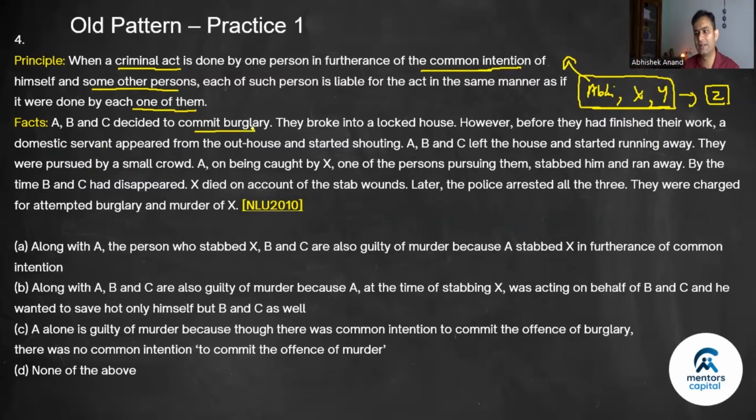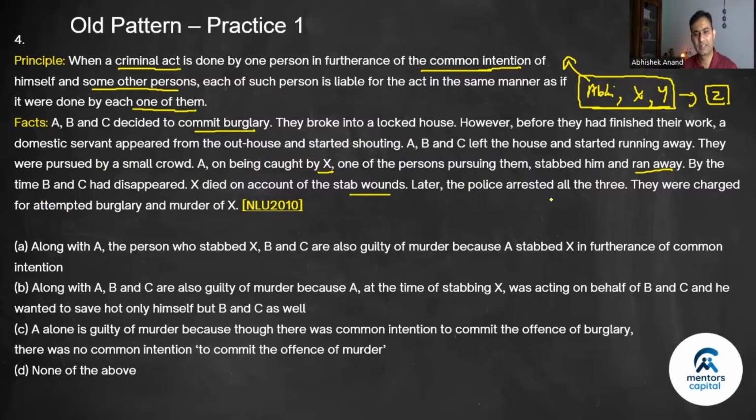Burglary. So the common intent is to commit a theft. A, B, and C have a common intent of committing a theft. They broke into a locked house. However, before they had finished the work, a domestic servant appeared from the outhouse and started shouting. A, B, and C left the house and started running away. They were pursued by a small crowd. A, on being caught by X, one of the persons pursuing them, stabbed him and ran away. By the time B and C had disappeared, X died on account of the stab wounds.